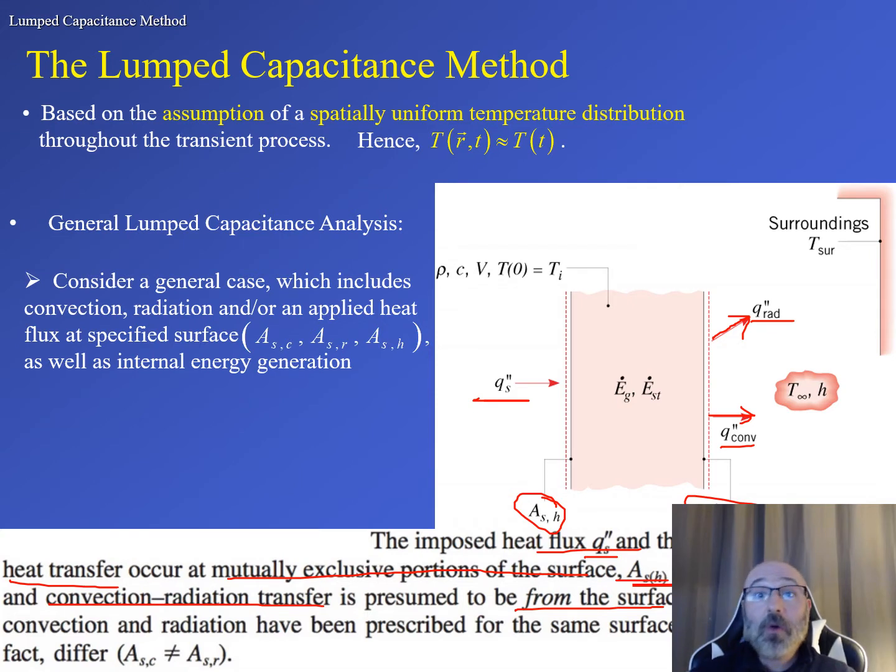Now, even though we can see that our convection and radiation have been prescribed from the same surface, the surfaces in fact may differ. So it is not necessarily true that these are going to be equal. Our A sub s,c could very much not be equal to our A sub s,r, and it's probably not going to be equal to it.